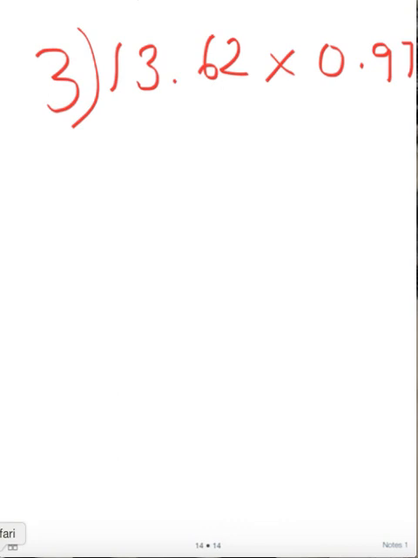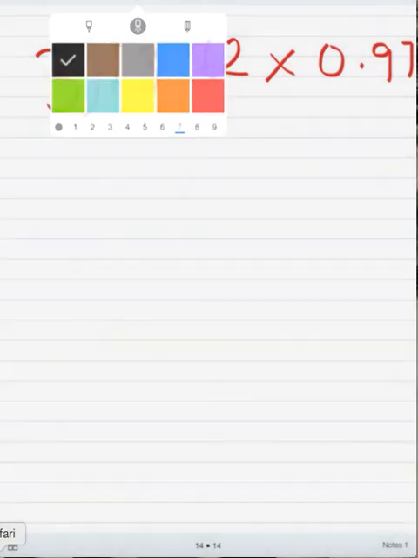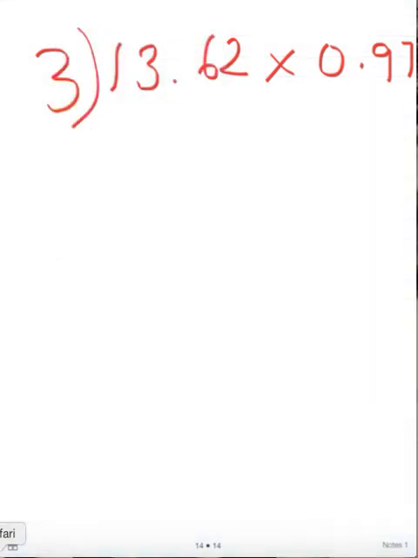Okay, I want you to have a go at doing this one yourself and see how you go. So first step is to ignore the decimals. And if I look at this, I can actually see how many decimal places I have. Looking at it, I've got 2 on one side and 2 on the other. So that's 4 in total. So just keep that in the back of your mind.